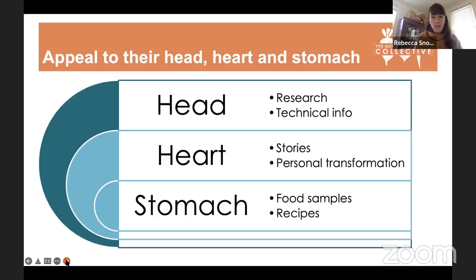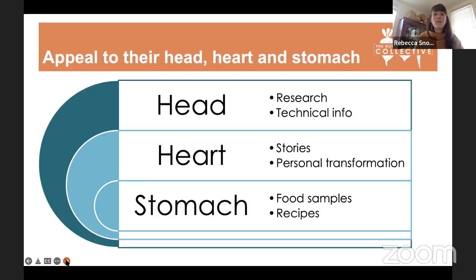We want evidence-based practice and evidence-based education. We want to steep what we're teaching people in research. Definitely include primary research studies. You might have some people that are skeptical in the audience, and you do want to demonstrate your technical knowledge. But that's just a small piece of it. You also want to appeal to people's hearts and stomachs.